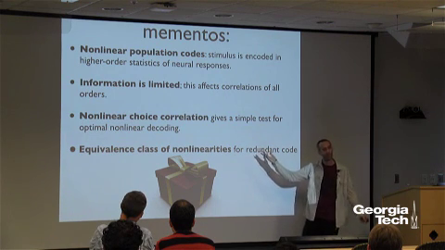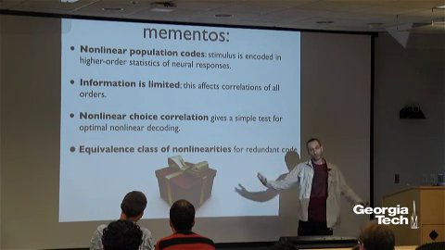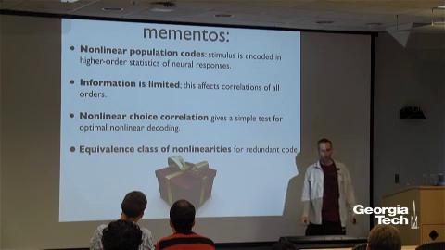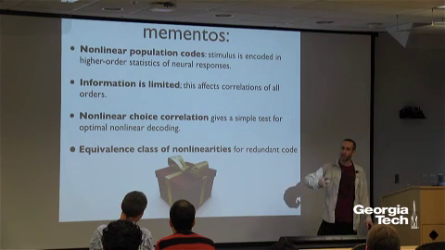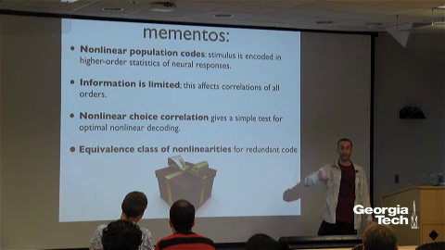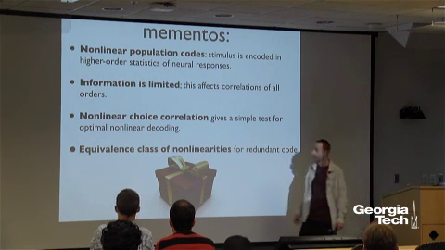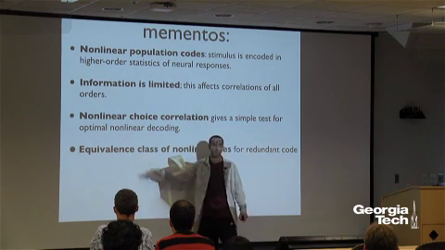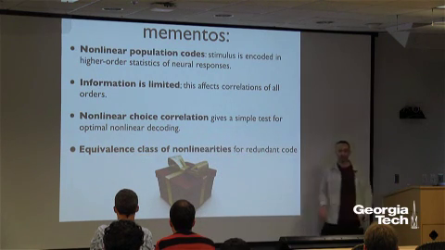Maybe it'll work, maybe it won't in certain cases, but at least it's an important thing to check, whether the choice correlation of a statistic is matched by the fraction of information it contains about the stimulus. And finally, we need to grapple with this notion of an equivalence class of nonlinearities when you have a redundant code.